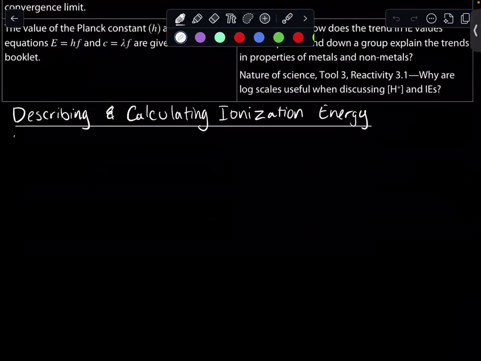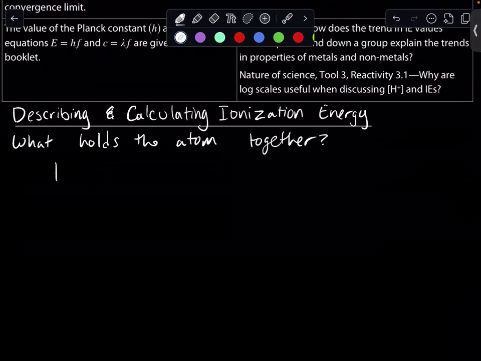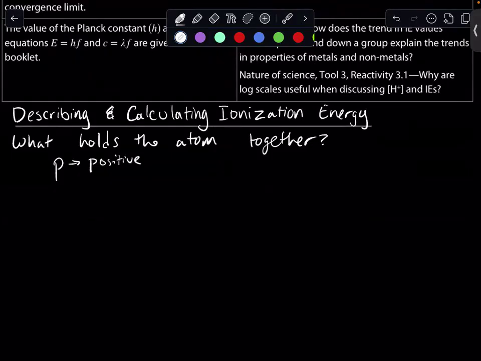the first thing we got to do is talk about atoms and specifically what holds the atom together. When we look at atoms, they're made of two things. Well, three things, but two that we care about. Protons, which are positive, and electrons, which are negative. And as we look at these two, we think about what's called electrostatic interactions.